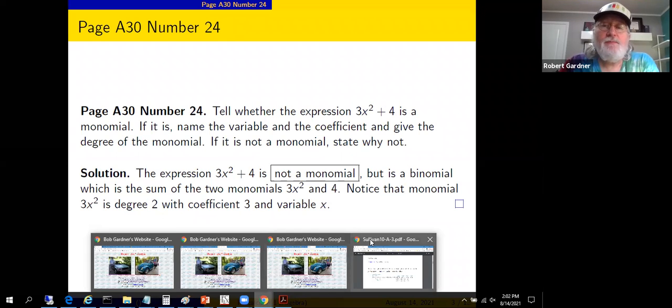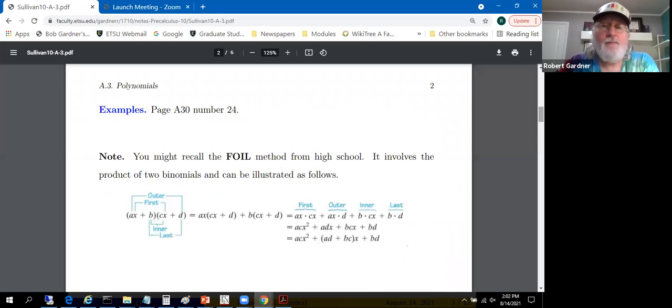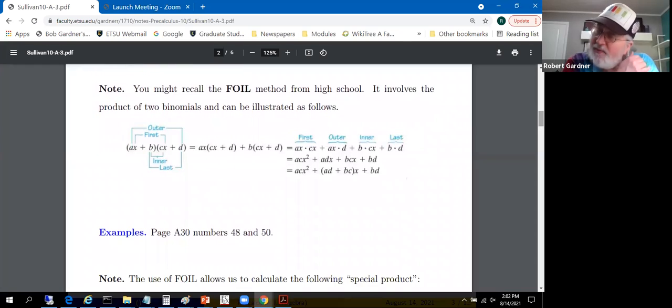Back to the notes. Okay, so mostly what we've done so far in this section is just terminology. Let's do some algebra now. You might recall FOIL, the FOIL method of multiplying together binomials from high school. It involves the product of 2 binomials, can be illustrated as follows. This is an image from the textbook. It's called FOIL because it deals with the first, the outer, the inner, and the last.